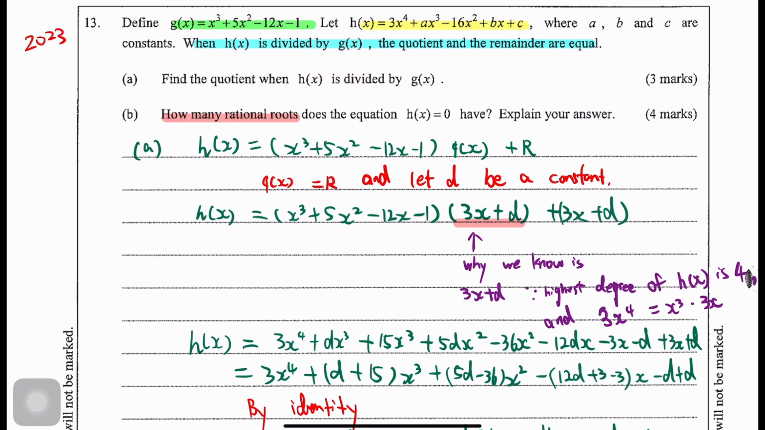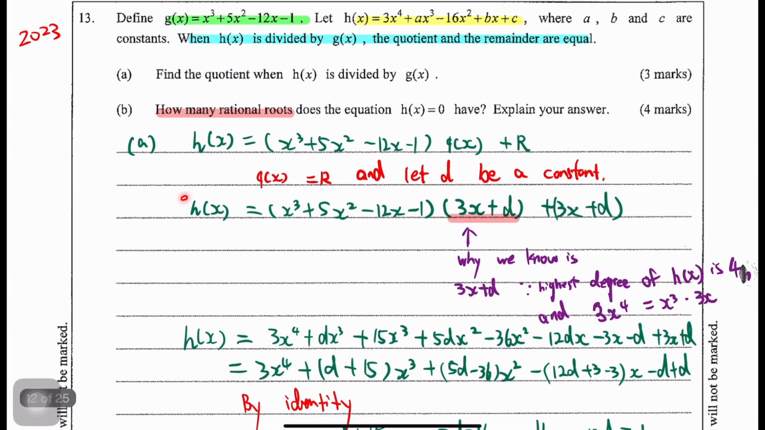Because you actually know this 3 here. Why do you know that? Because the first term is 3x to the power 4. So if you use ax plus d, you can directly find out that a will be 3. Why? Because this one times this one should be 3x to the power 4. It should be x to the power 3 times something, 3x. So you can directly find it out. Here we just directly write it, 3x plus d. The remainder is the same as the quotient, so here it is 3x plus d as well.